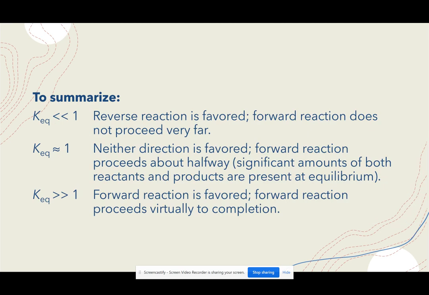So to summarize, if KEQ is very small, the reverse reaction is favored. The forward reaction does not proceed very far. If KEQ is very large, the forward reaction is favored. The forward reaction will proceed virtually to completion. If KEQ is about 1, neither direction is favored. We have about equal amounts of reactants and products at equilibrium. Not exactly equal, but pretty close.